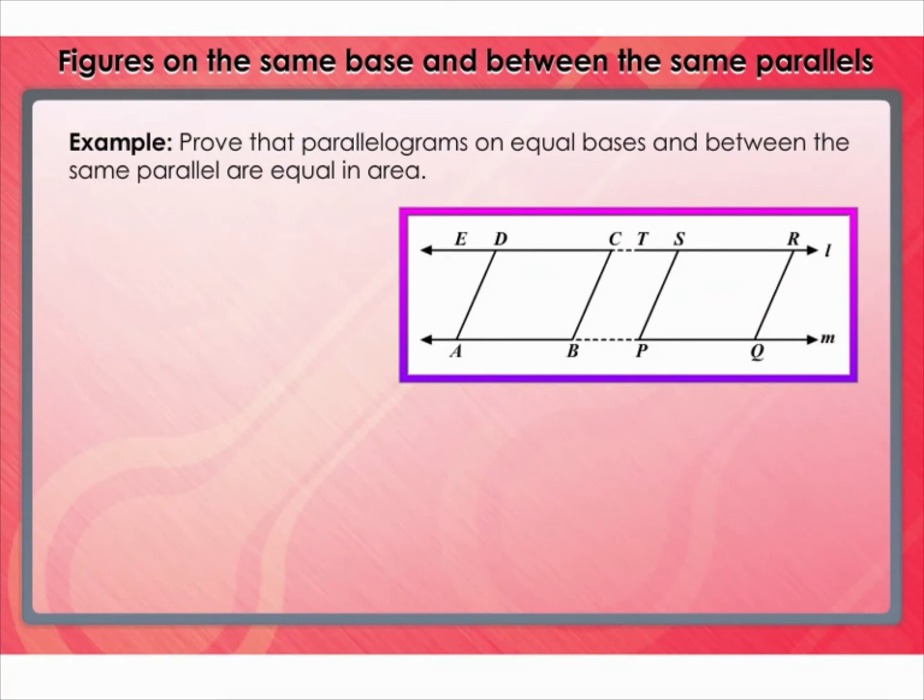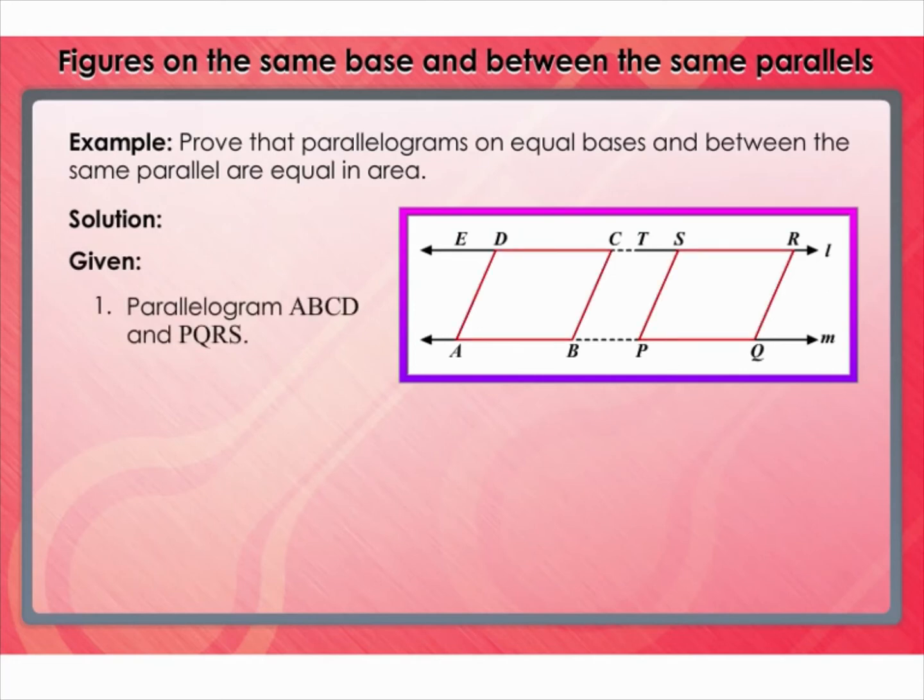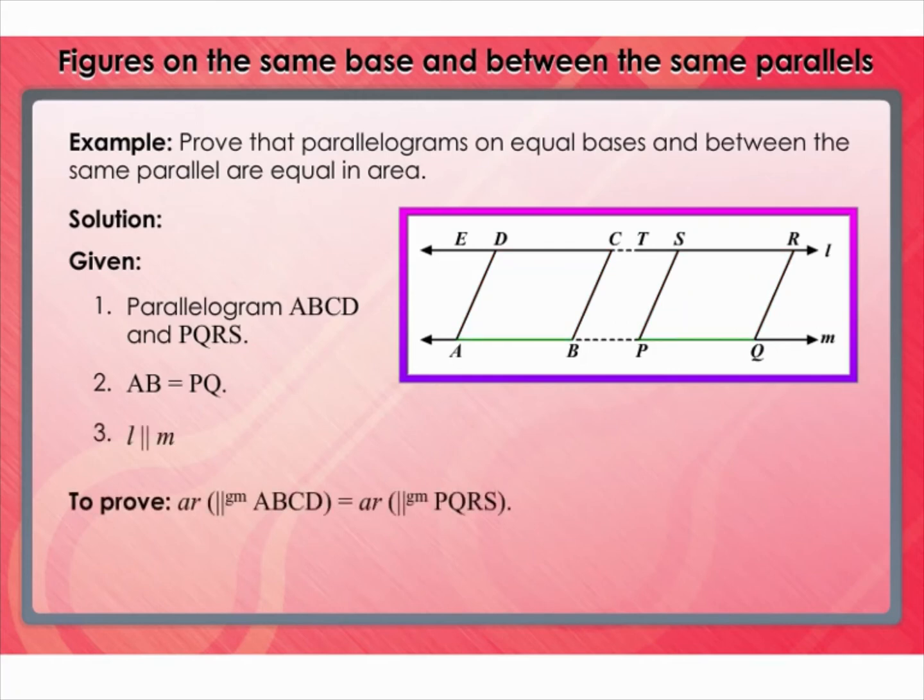Let's see a few examples based on same base and between the same parallels. Prove that parallelograms on equal bases and between the same parallels are equal in area. Given that ABCD and PQRS are parallelograms, AB is equal to PQ, L is parallel to M. We need to prove that area of parallelogram ABCD is equal to area of parallelogram PQRS. Draw AE perpendicular to DR, PT perpendicular to DR.